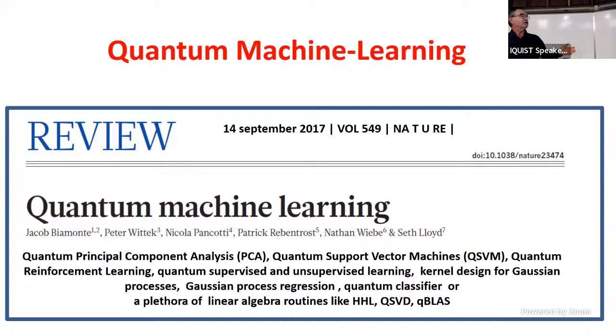For those who would like to start looking at this field, I recommend this review article on quantum machine learning from back in 2017. And you can see what they do in this article. They start with principal component analysis from classical machine learning, and they add a quantum version. They have the support vector machine for classification, the early quantum version. And you can see the development from classical machine learning into quantizing these concepts in quantum mechanics.